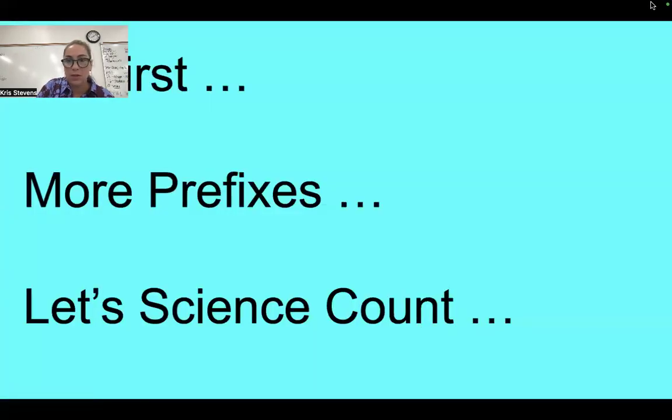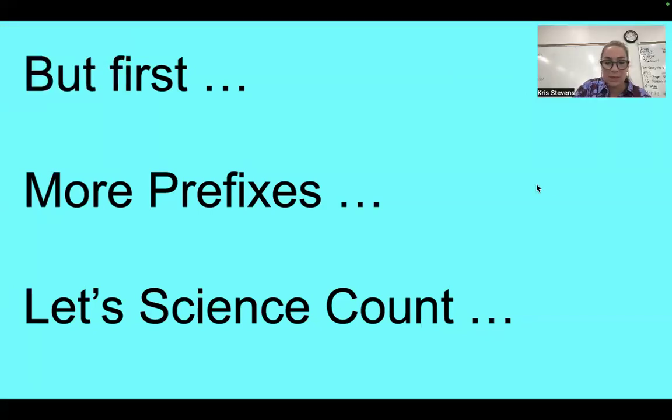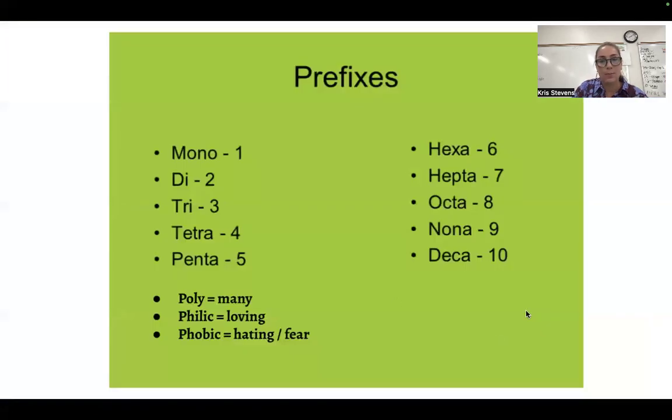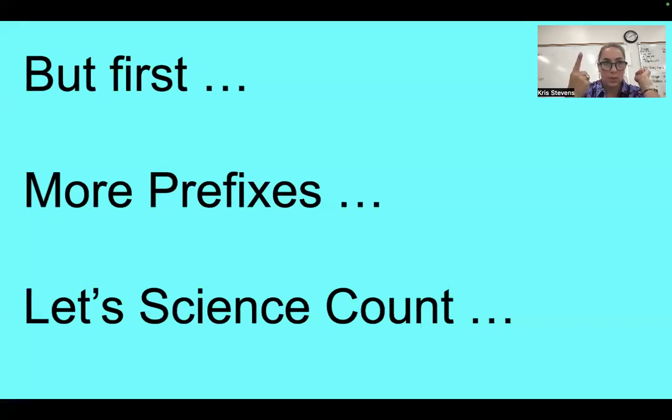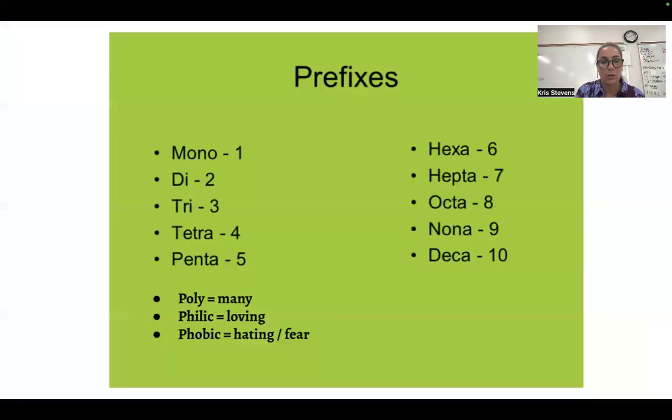First, let me get my little self out of the way. More prefixes. And let's science count. Okay, science count. 1 is mono, 2 is di, 3 tri, 4 tetra, 5 penta, 6 hexa, hepta, octa, non, dec. Let's try that with no. Okay. 1 is mono, di, tri, tetra, penta, hexa, hepta, octa, non, dec. That's just a good thing.